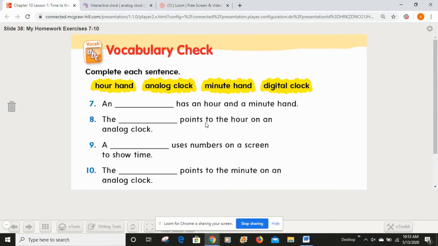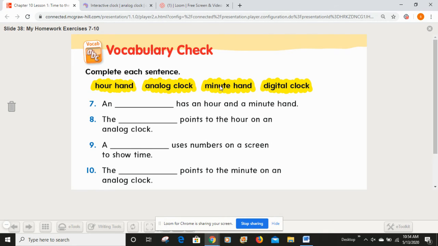The blank points to the hour on an analog clock. So we know it's not the analog clock because you'll already use that. A digital clock doesn't point to anything. It just shows the numbers. So which one of these points to the hour? And we know that that would be the hour hand. A blank uses numbers on a screen to show time. Well, I think we remember we just got done saying that one of these clocks uses numbers on a screen to show time. That's the digital clock.